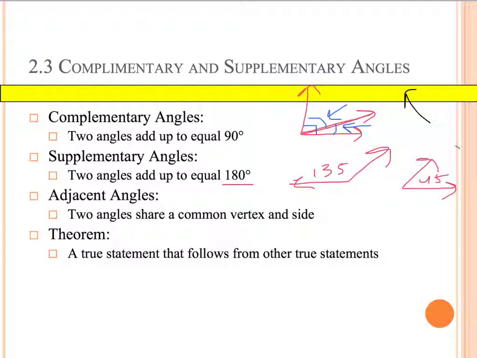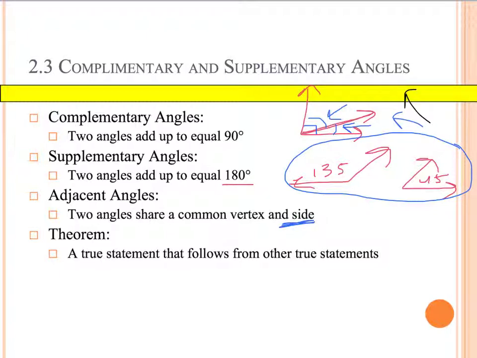Notice that they do not have to be attached like they are up here. Complementary angles and supplementary angles can be pulled apart. They don't have to be right next to each other. Talking about right next to each other, adjacent angles. Adjacent angles are two angles that share a common vertex and a common side. Not just a common vertex, but also they have to share a common side.